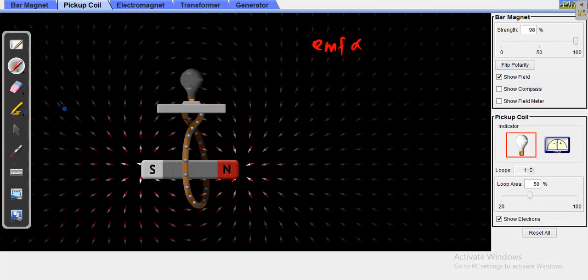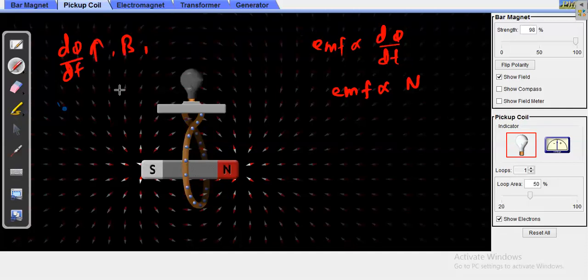EMF is directly proportional to the change in flux, dΦ by dt. And EMF is also directly proportional to N, the number of coils. dΦ by dt can also be increased indirectly by increasing the magnetic field strength, but our aim is to increase dΦ by dt. So EMF is proportional to N dΦ by dt.